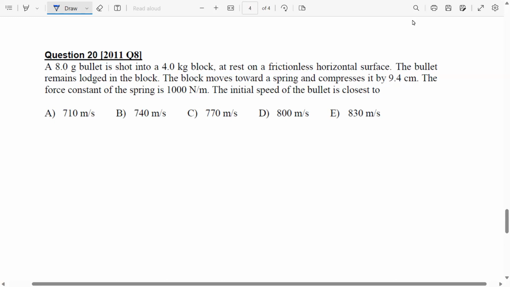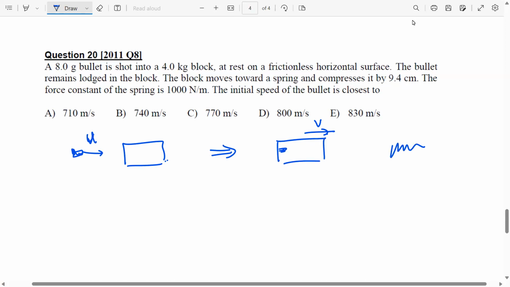What's the initial speed? So now we need to reconstruct the whole situation. There's a bullet that goes into a block, which is at rest at the start. Initial speed is the one we need to find, so there will be conservation of momentum. Now the bullet and block system continue moving. Let me call the initial speed U, and this one V. It's a perfectly inelastic collision, and then they go into a spring, compress the spring and come to a stop.